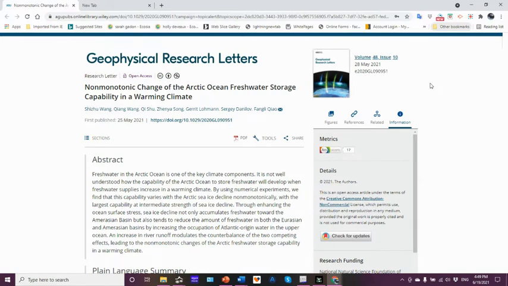So what would be an example of a non-monotonic function? A parabola. If the parabola opens upward, so that the vertex is a minimum, to the left of the vertex, the function is decreasing. To the right, it's increasing. But it changes from decreasing to increasing. Non-monotonic. A good example of a monotonic function is a straight line, going up or going down. Straight line. So basically, saying non-monotonic change of the Arctic Ocean freshwater storage is saying that it's always changing.